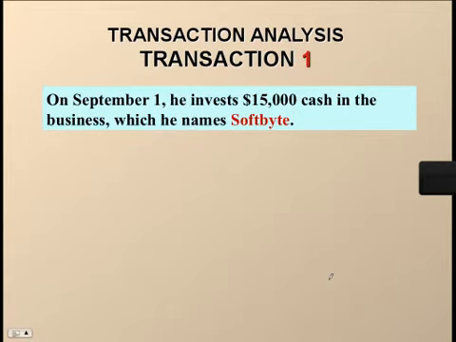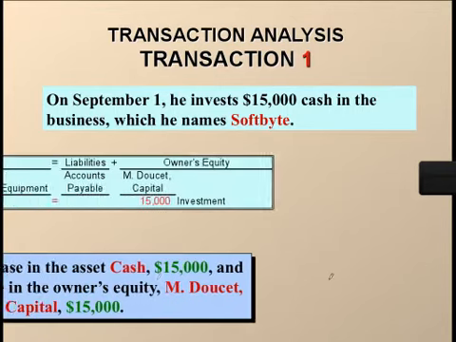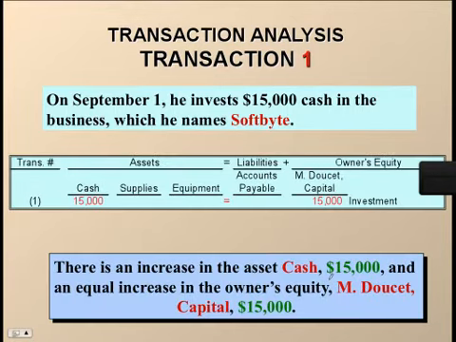This is the first transaction, transaction number 1. On September 1st, he invests $15,000 cash in the business, which he names SoftBite. Do you remember the transaction analysis sheets we used? At the top is the transaction number going down the side. We have our asset accounts, cash, supplies, and equipment. We have our liabilities, which is just one, accounts payable. And so far, we just have one owner's equity account, capital. Assets still equals liabilities plus owner's equity.